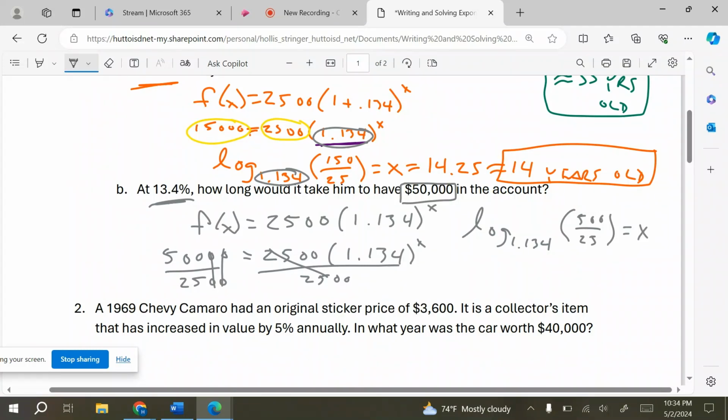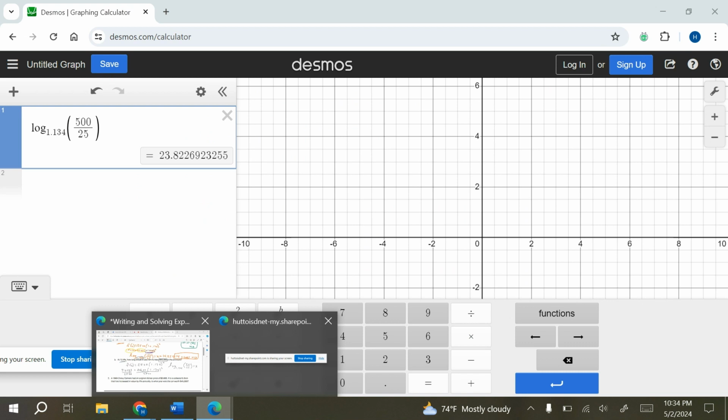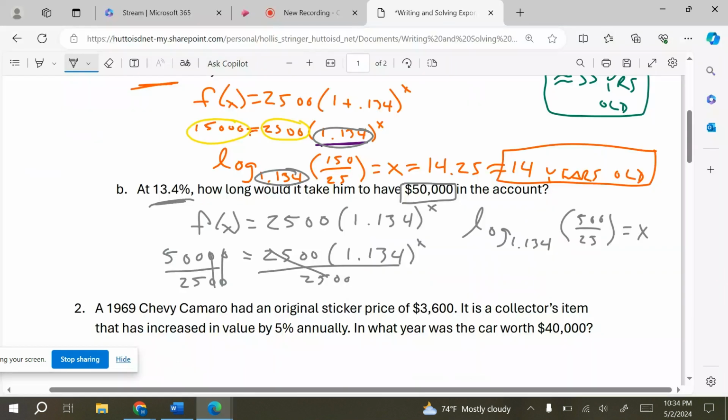All right, so we can bounce back over to Desmos. Log, the base isn't changing. The only thing that's changing is the 50,000, which was reduced to 500 over 25. And there's the x value we get, which we'll call 23.8. So x is going to equal 23.8, which we will round to 24 years old. All right, so go ahead and try number 2 on your own.